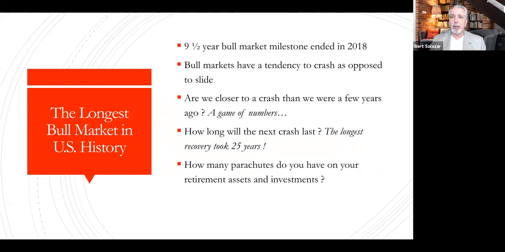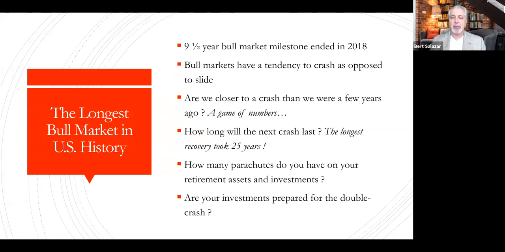Another point here is, how many parachutes do you have on your retirement assets and investments? Do you have one? Do you have two? Do you have none? And if you do have a parachute, what quality can you assign to it? Is it the right quality to protect you through all the market's ups and downs that you're going to face throughout your retirement life? So again, these are important things to consider.